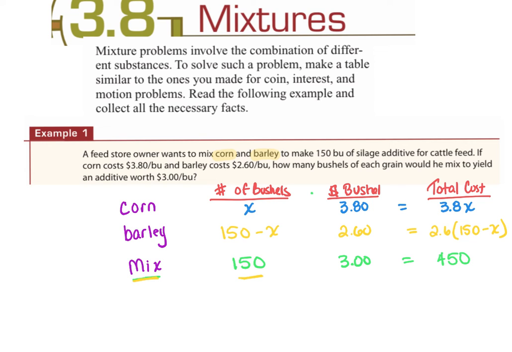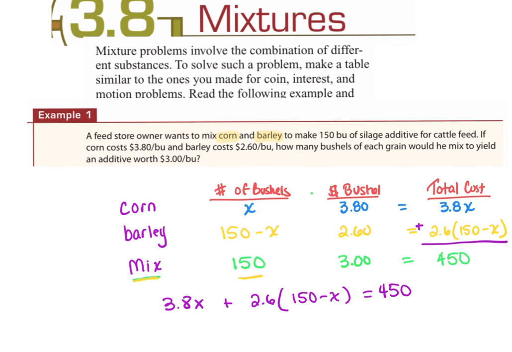All right. Now let's talk about how we solve this. I should be able to add the cost of my corn to the cost of my barley and get the total cost. All right, so we are going to add them up and set them equal to 450. So we're going to say 3.8x plus 2.6 times (150 minus x) equals 450. And so now we're going to distribute and solve, right?